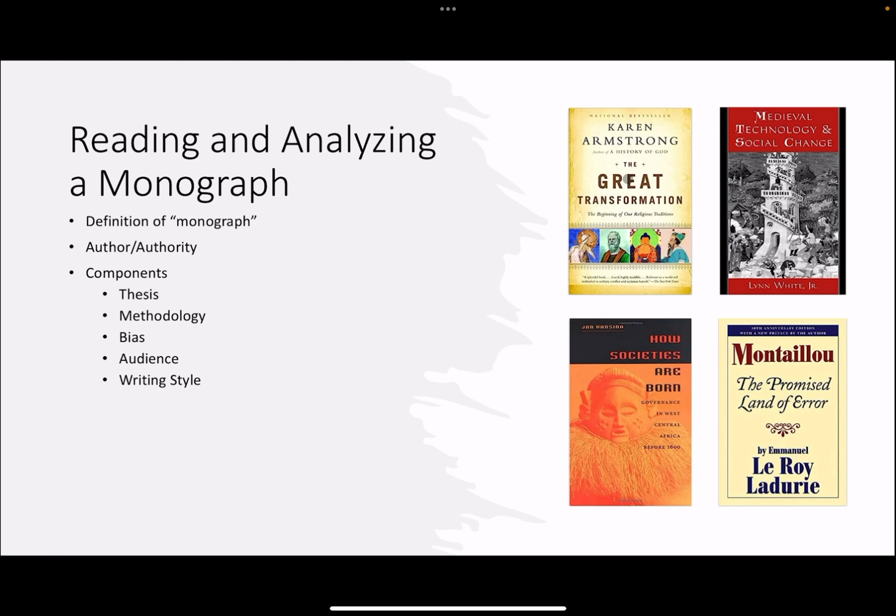Next point, methodology. How does the author go about making this argument? In history, methodology involves the use of sources. What primary sources is the author using? And maybe more importantly, how is the author using these primary sources?